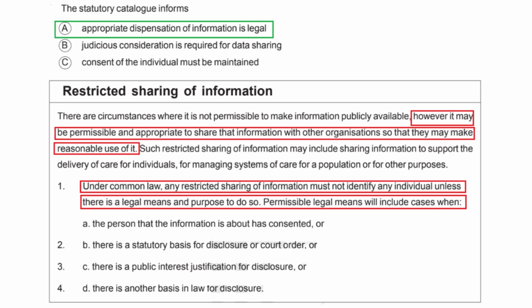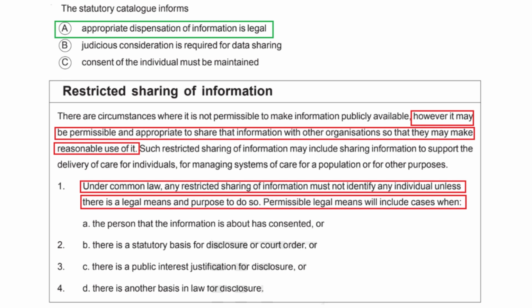This option is correct because it accurately reflects the key point made in the text. It states that sharing information is legal when done appropriately and within the boundaries defined by laws and regulations. The provided text outlines several legal means and justifications for sharing information. Therefore, this option aligns with the information presented.